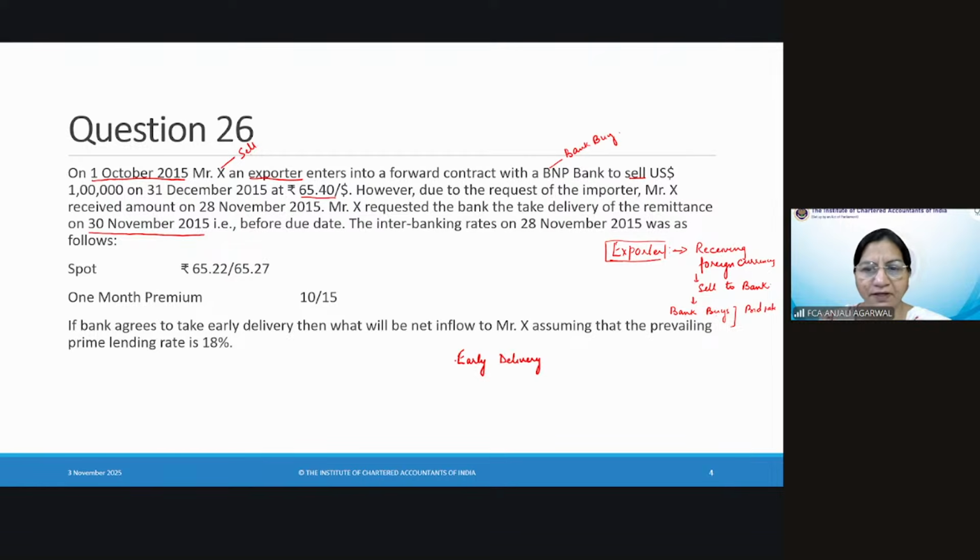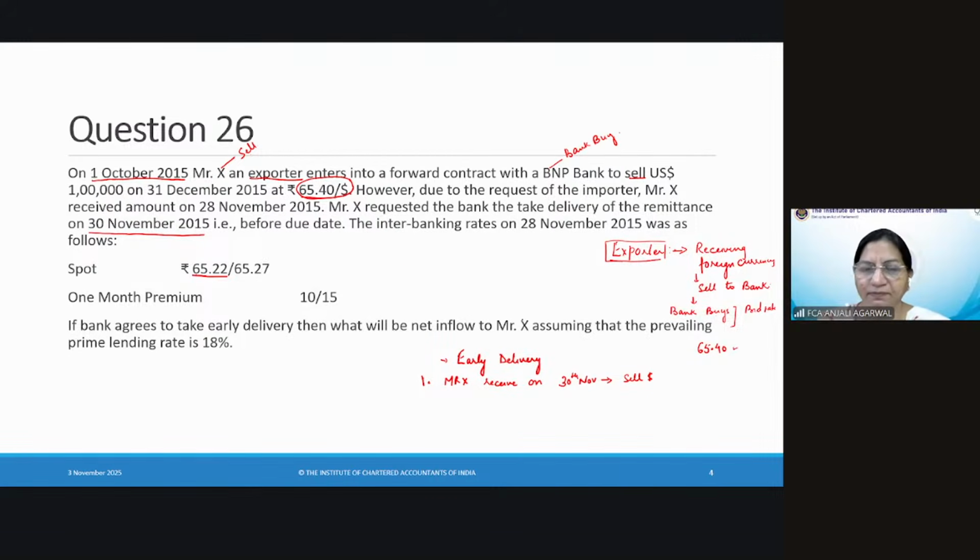Now, if it is an early delivery, what will happen? Two things will happen. Number one, Mr. X would receive the payment on 28th November. So on 30th November, he'll go to the bank to sell the dollars. So the rate applicable would be 65.22. But because the bank has contracted at 65.40, bank will pay him 65.40.